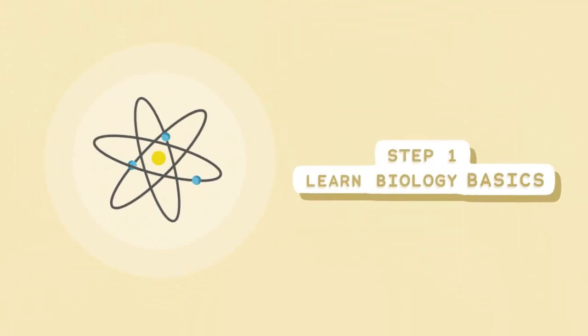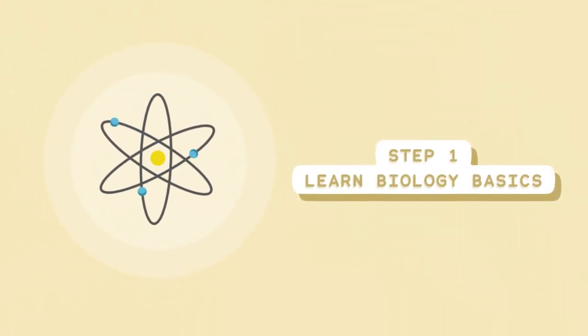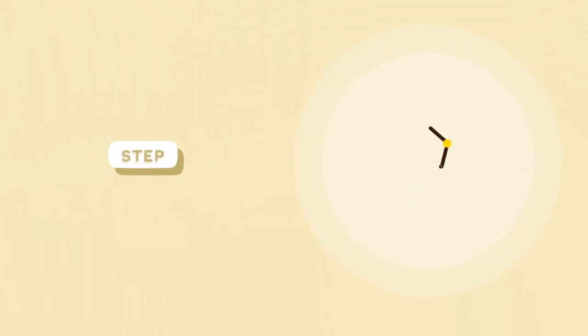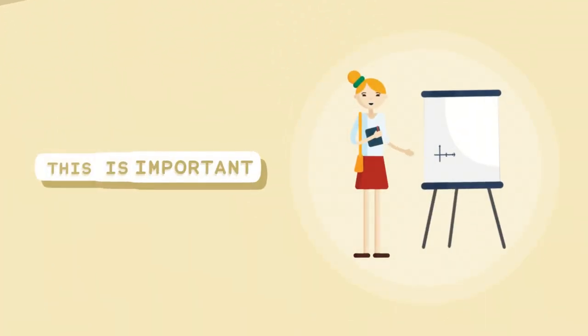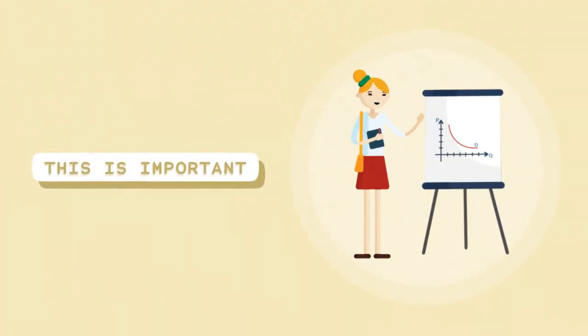Start by understanding DNA, genes, and proteins. Then, learn how biological data, such as sequences and genomes, work. Use databases like NCBI, UniProt, and GenBank. This is where most beginners get it wrong.